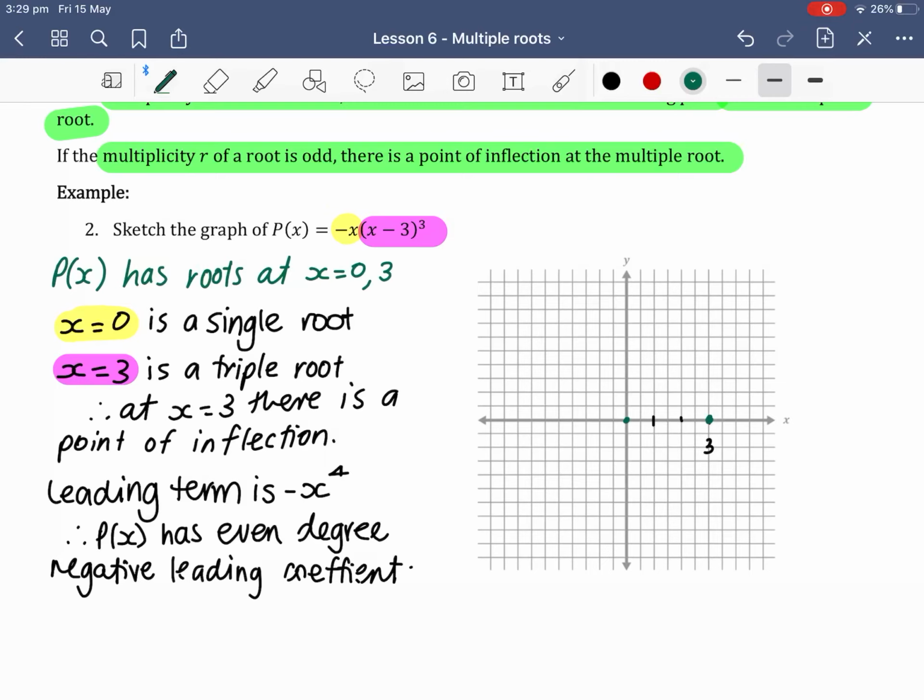As we go through our 0, then we go up, and then we have a point of inflection as we go through 3. So that is what our curve looks like. And we should write that it's P(x) equals negative x times (x - 3) cubed.